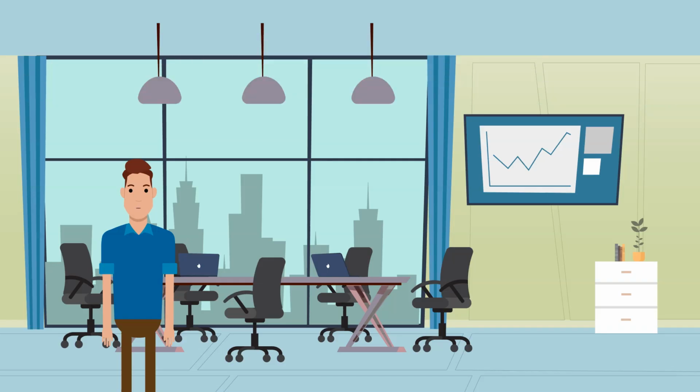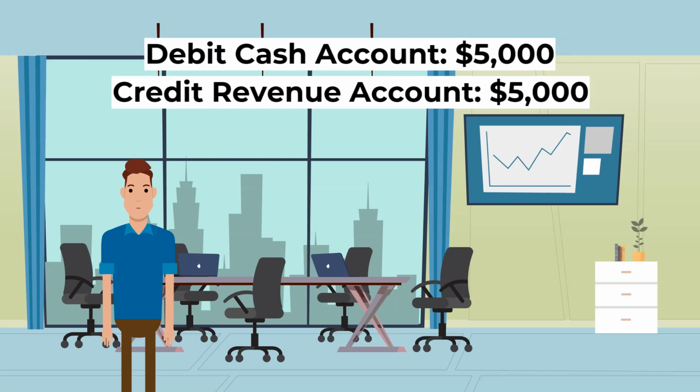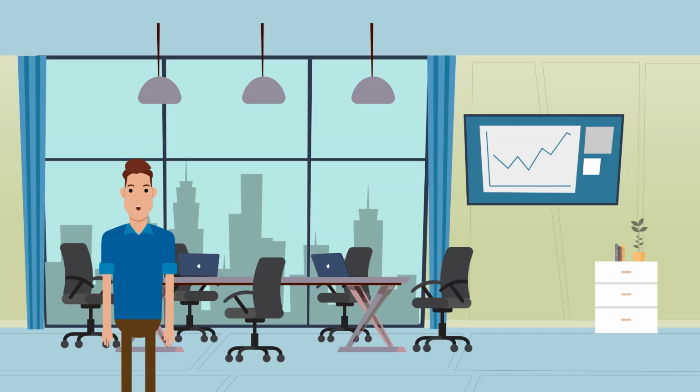Let's do an example. A business earns $5,000 by selling goods for cash. So, debit the cash account, $5,000. Then, credit the revenue account, $5,000. This keeps the accounts balanced and reflects the increase in both income and assets.